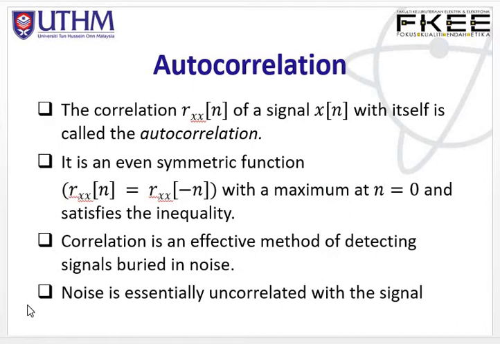Next, we go to another type of correlation, that is the autocorrelation. Autocorrelation is the correlation of signal x[n] with itself, meaning x and x, or h and h. Same signal, we call it autocorrelation. Correlation is also an effective method in detecting a signal buried in noise. Noise is essentially uncorrelated with the signal.